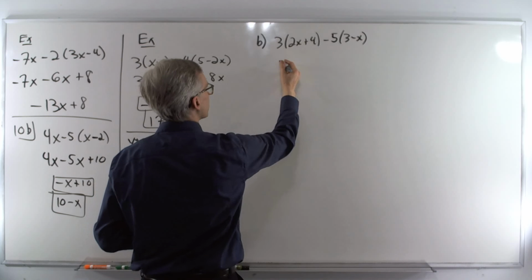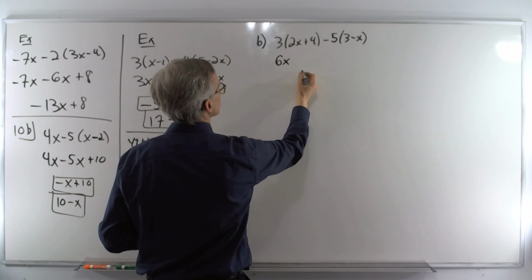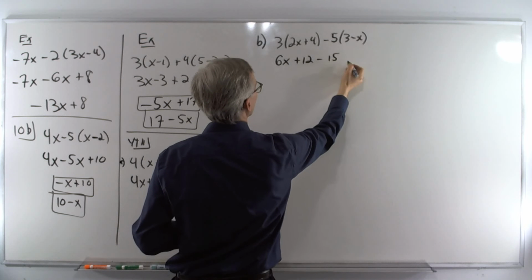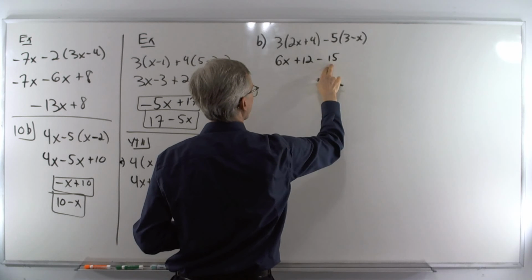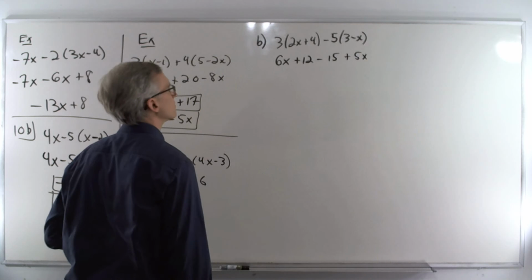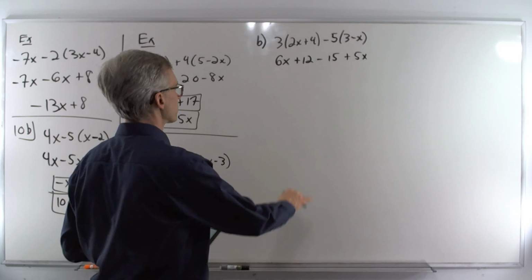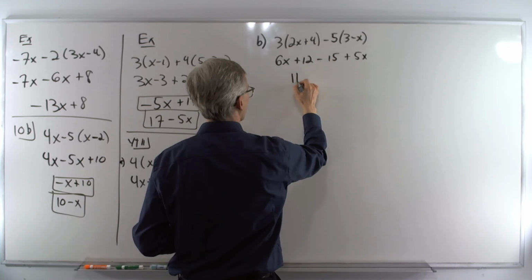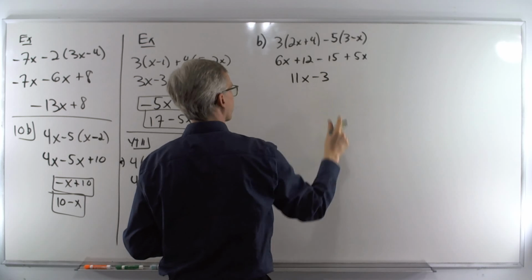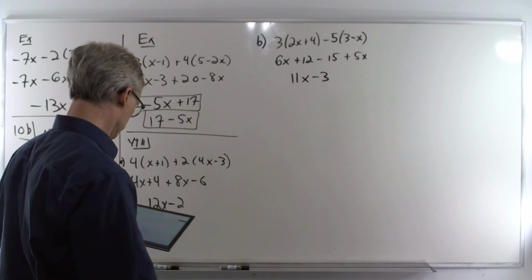First distribution, 3 times 2, it's going to be 6. So 6x there, plus 12. And negative 5 times 3 is negative 15. Negative 5 times negative x is positive 5x. Now combining like terms, 6x plus 5x, that's 11x, and 12 minus 15 is negative 3. So 11x minus 3.